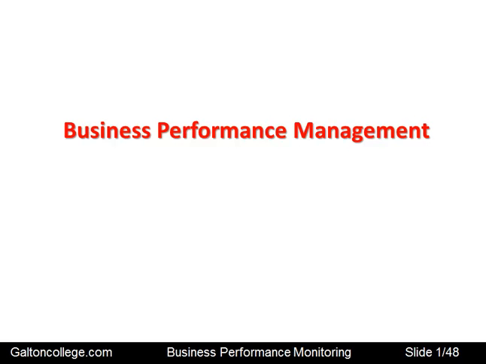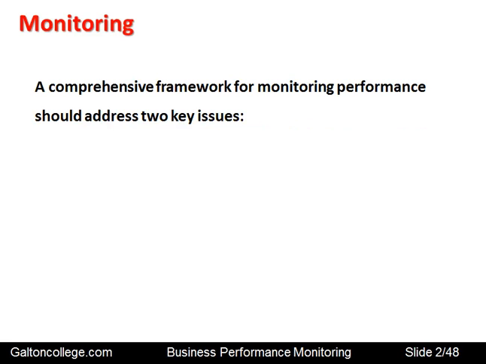In this video, we'll look at business performance management, or more specifically, we'll look at monitoring business performance management. A comprehensive framework for monitoring performance should address two key issues. So there are two key issues when looking at monitoring, and this is where we start our work. First of all, we need to know what to monitor, and then secondly, we need to know how to monitor. We need to know what to look at.